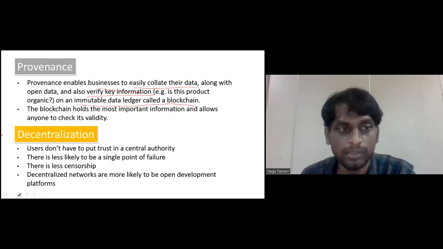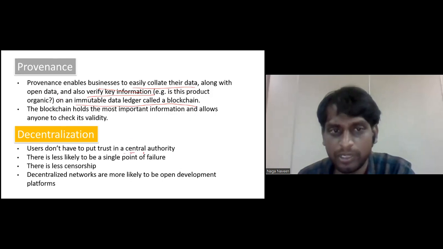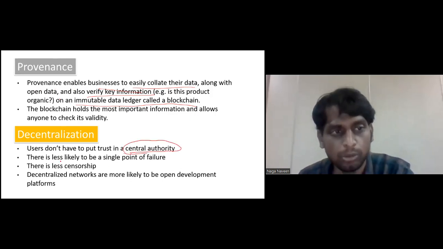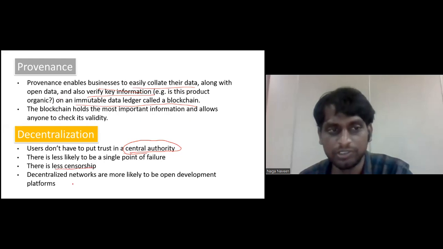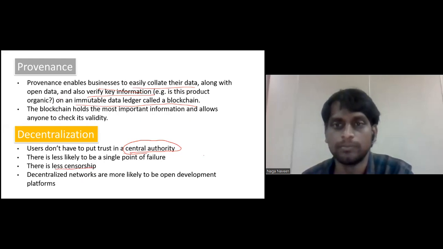Next, decentralization. There is no requirement of employing a central authority because this is decentralized. So ultimately, there will be fewer chances of a single point of failure. There will be less censorship. Decentralized networks are more likely to be open development.